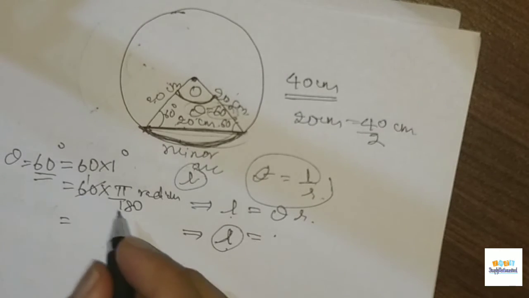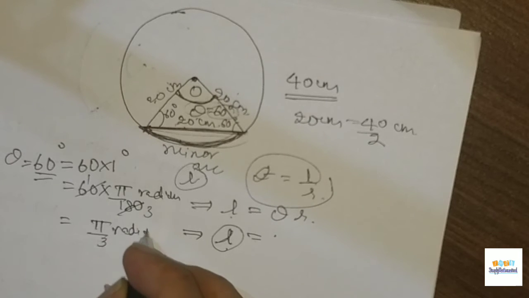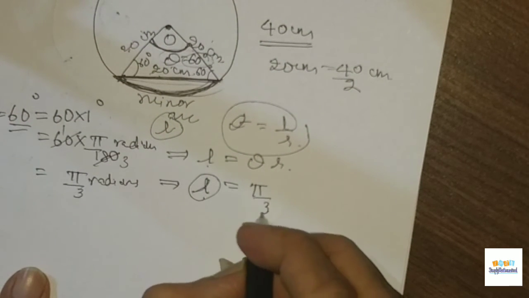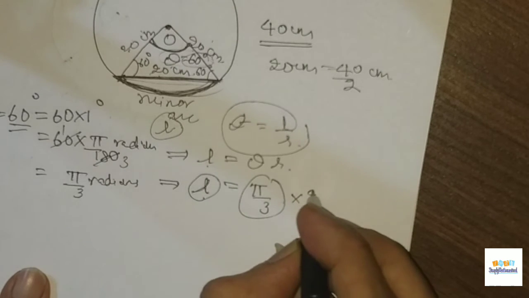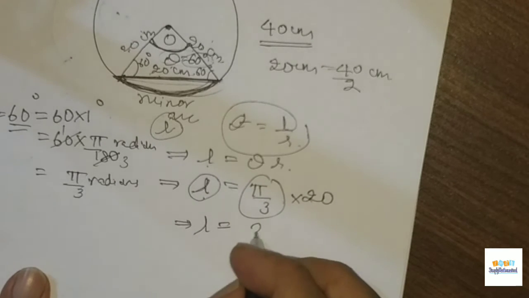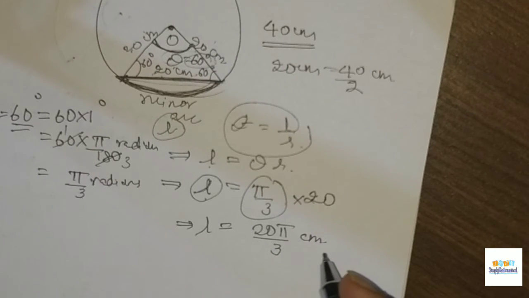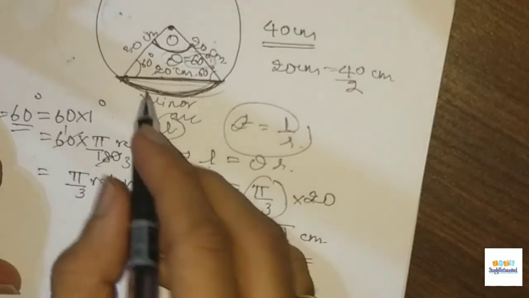So 6 ones are 6, 6 threes are 18, so what you get is pi by 3 radians. So you will get pi by 3 right here as theta, multiplied by R, which is 20. So L is equal to 20 pi by 3 centimeters. This is the length of the minor arc.